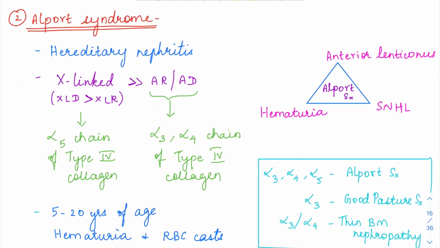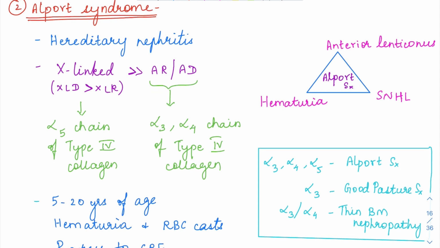The next one is Alport syndrome. Here it is actually a hereditary nephritis, so a family history of recurrent hematuria will be present. The presentation will be recurrent hematuria. But Alport syndrome as such has a classical triad of hematuria along with sensorineural hearing loss, and in the eye they'll have lenticonus, anterior lenticonus.